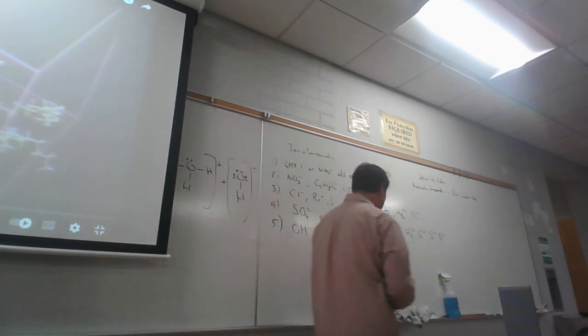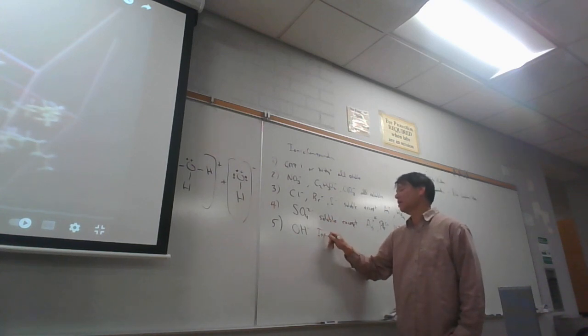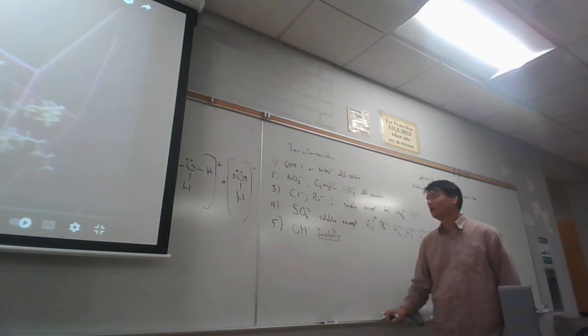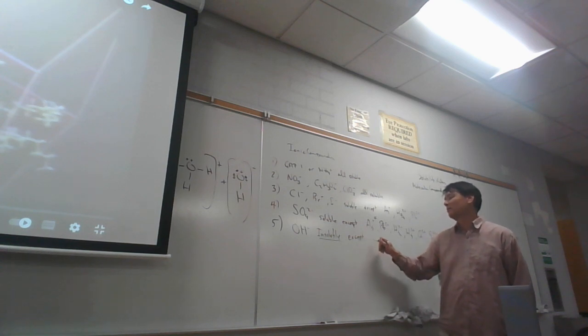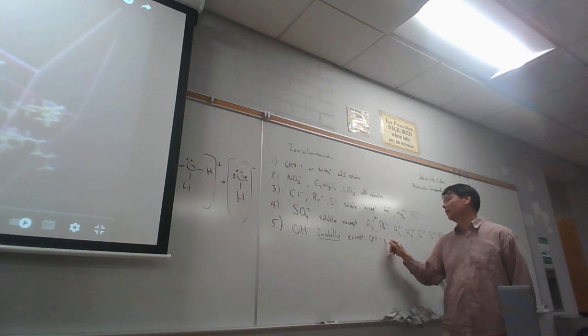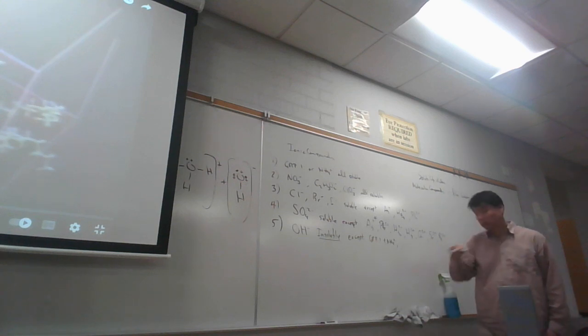Hydroxide. Hydroxides are not soluble. Hydroxides are insoluble. So if it's a hydroxide, most likely it's insoluble. Except for which ones? Except group 1 and ammonium, which are all soluble. Group 1 and ammonium. And calcium, strontium, barium.